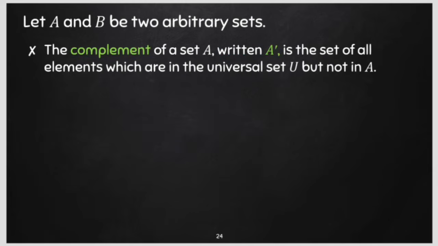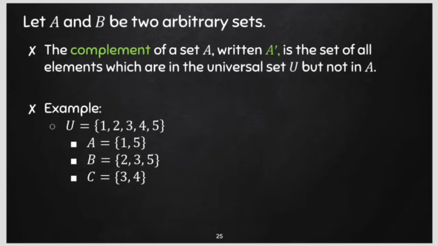Next, the complement of a set, written as A prime, is the set of all elements which are in the universal set but not in A. So let's have the same example. If we try to find the A complement, in A we have 1 and 5. So in your universal set, we will remove 1 and 5. So the remaining elements would be 2, 3, and 4.